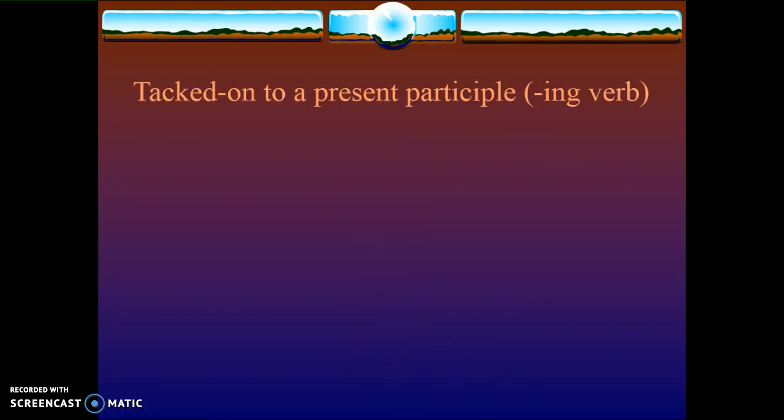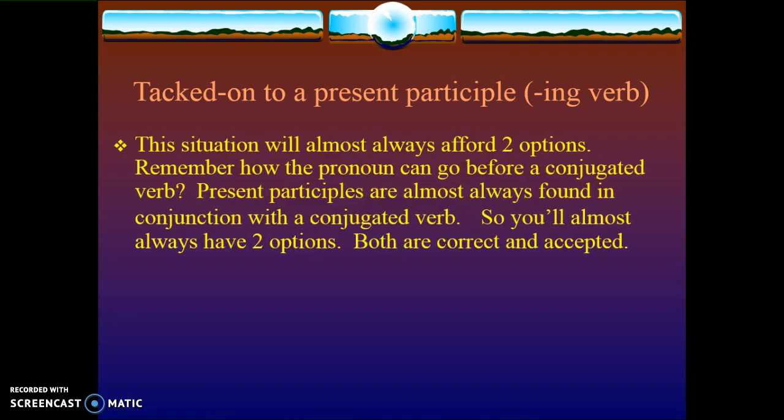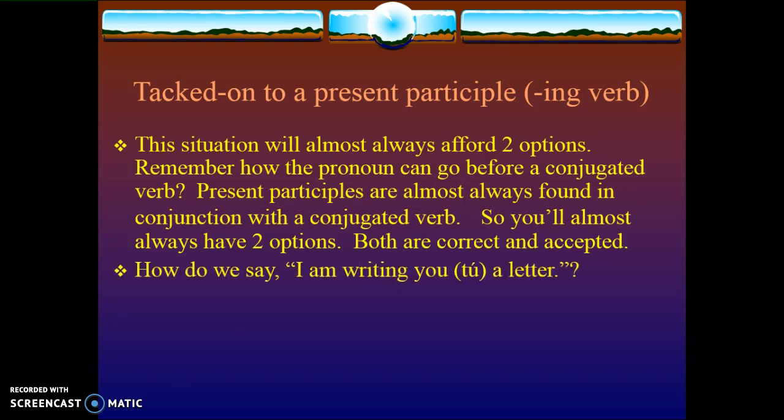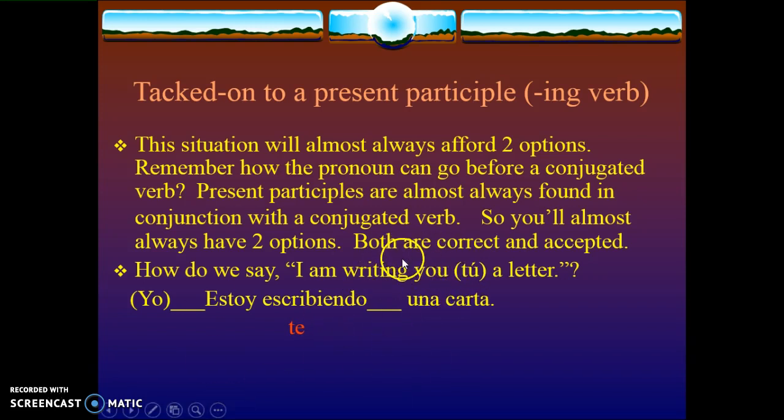Here's the next one. Tacked on to a present participle, the ing verb. This situation will almost afford two options. Remember how the pronoun can go before a conjugated verb? Which is the first placement we talked about. Present participles are almost always found in conjunction with a conjugated verb, so you'll almost always have two options. Both are correct and accepted, okay? So I am writing you a letter. Estoy escribiendo una carta. I am writing you, right? You. So you could either go before or after, either or.